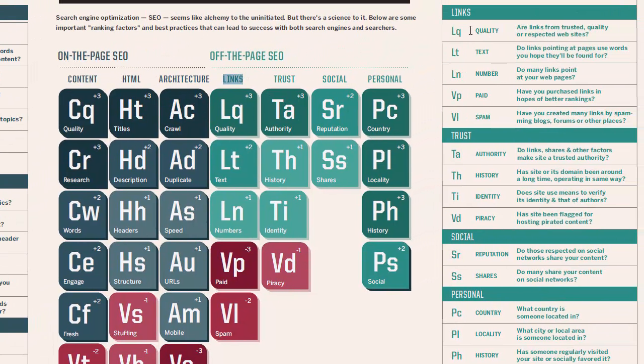So what is the quality of the links that you have? Are they from trusted quality sites with good page ranking? Or are they from link farms? Or are they from just poor sources, where there's no logical reason that they should be pointing to you? Do the words that people link to you with have text that is appropriate to the page that they're going to?